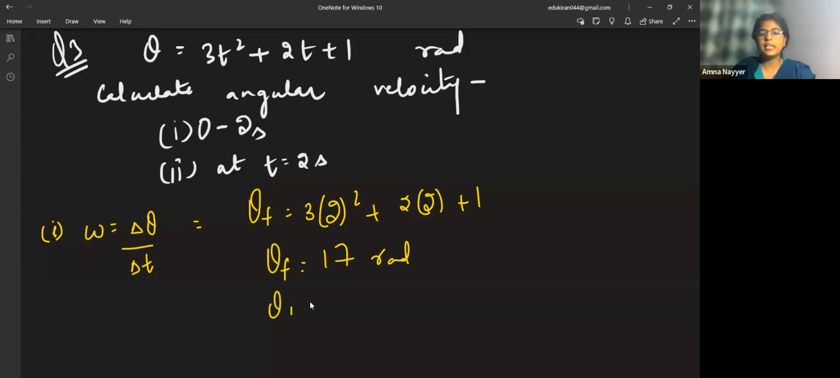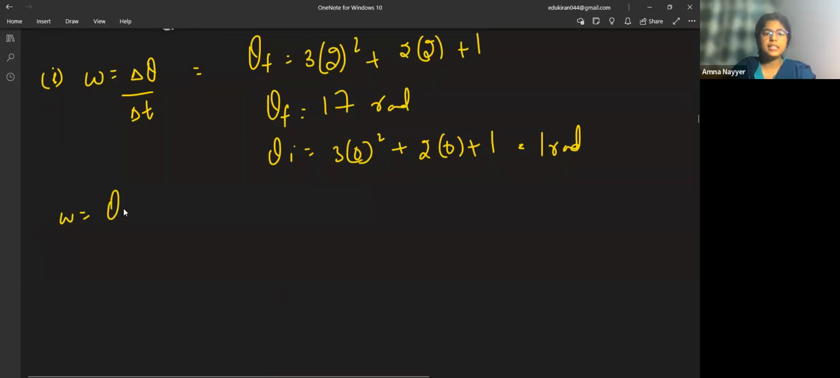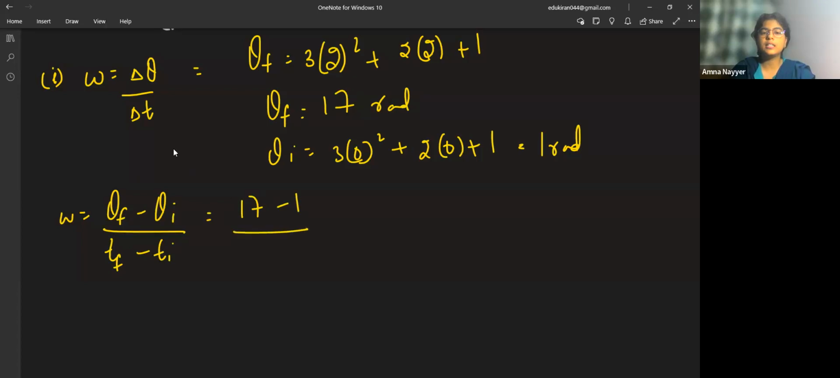Then theta initial. What is the initial time? It's 0, so put 0 everywhere: 0 square plus 2 into 0 plus 1. All 0, so this becomes 1 radian. What is the change in displacement? Final minus initial, divided by final time minus initial time. So this is 17 minus 1, over 2 minus 0. That becomes 16 by 2, which is 8 radian per second.